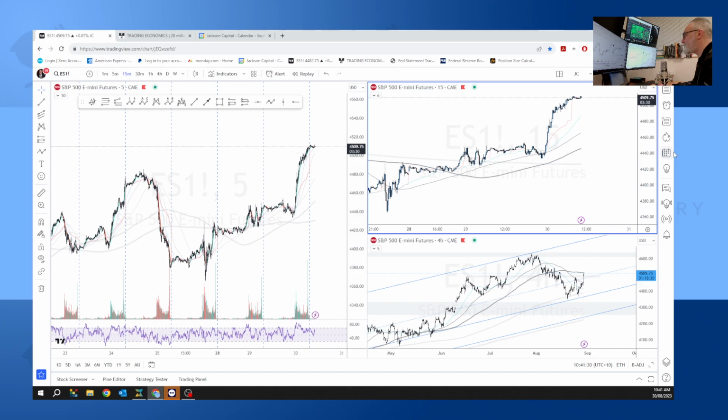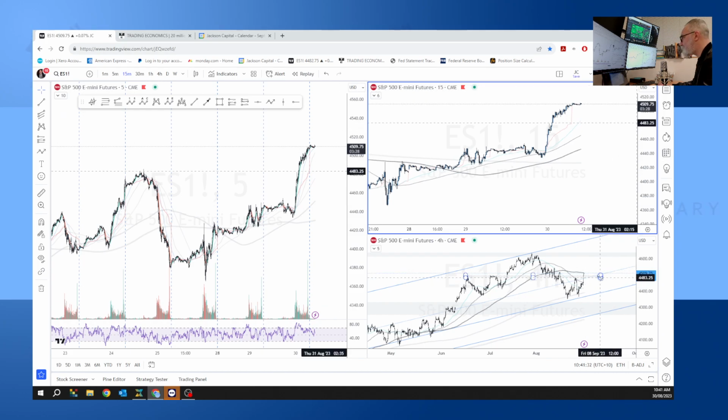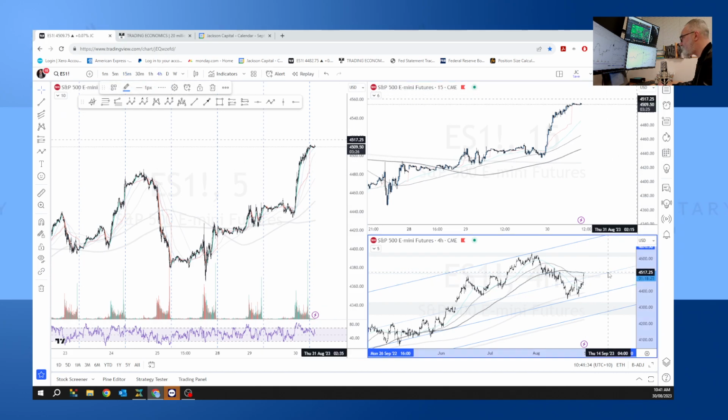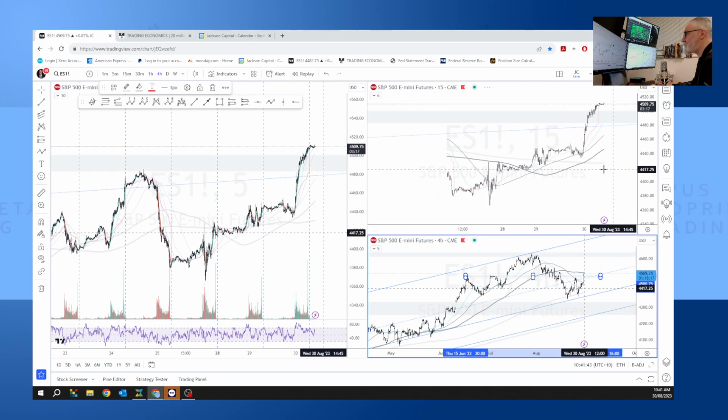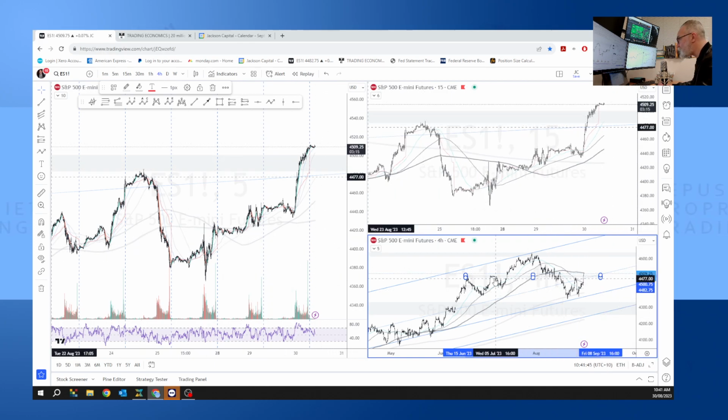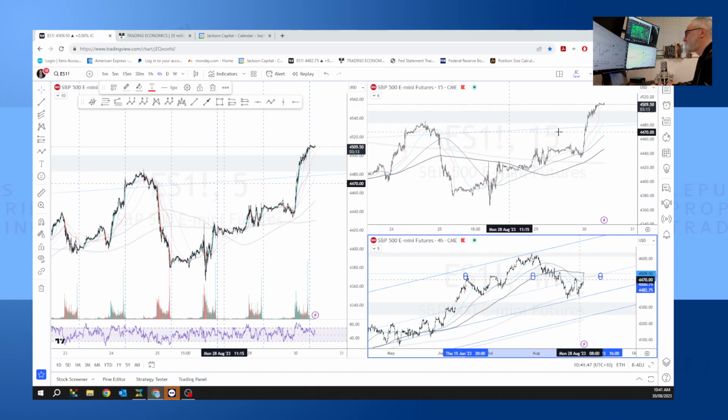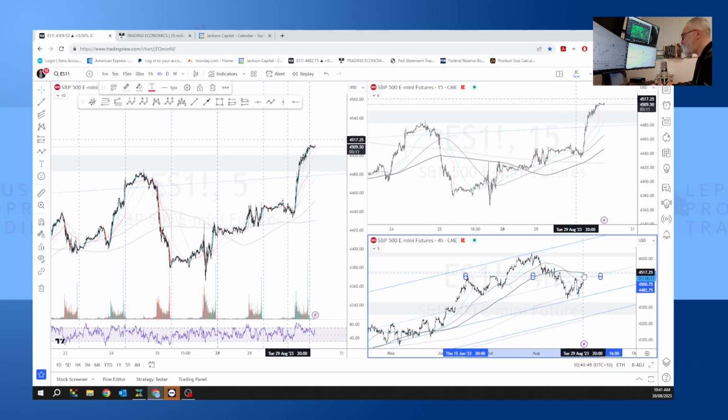Now we're coming over to the 15-minute chart. So this 50% is going to be significant, so I'm going to copy it across. There it is. This is going to be significant, so I'm going to make sure that we can see that as well. So we have moved above it, and we are at this 200 period moving average, the underside of the 200 period moving average.